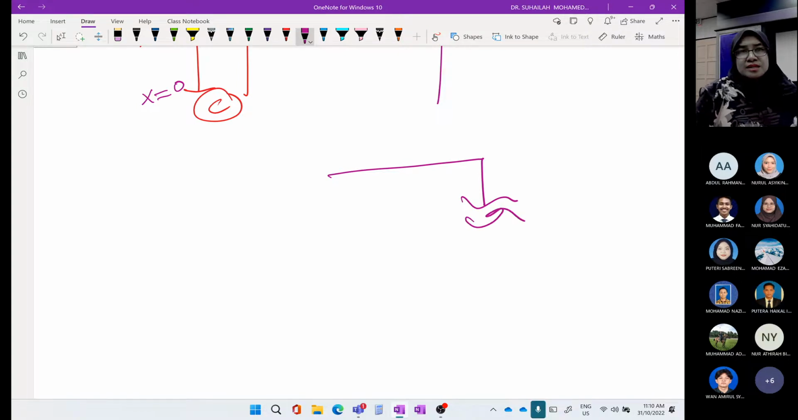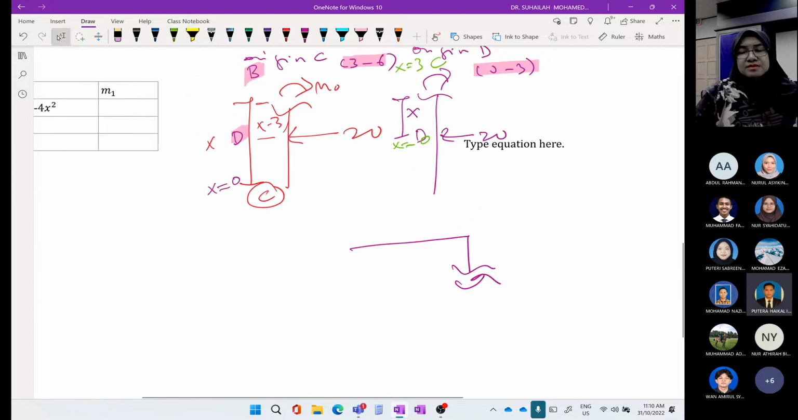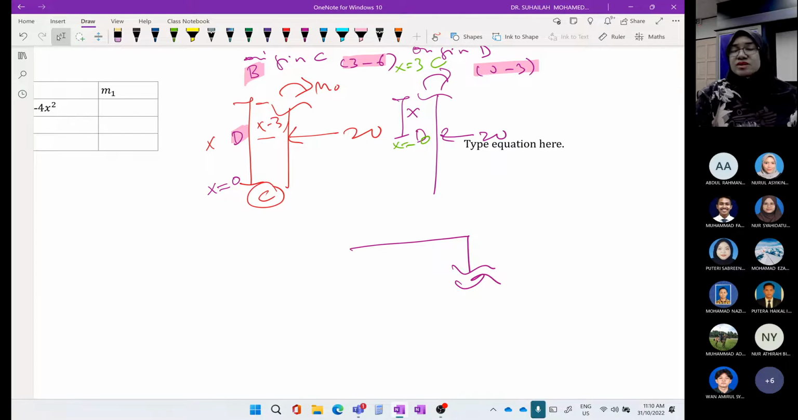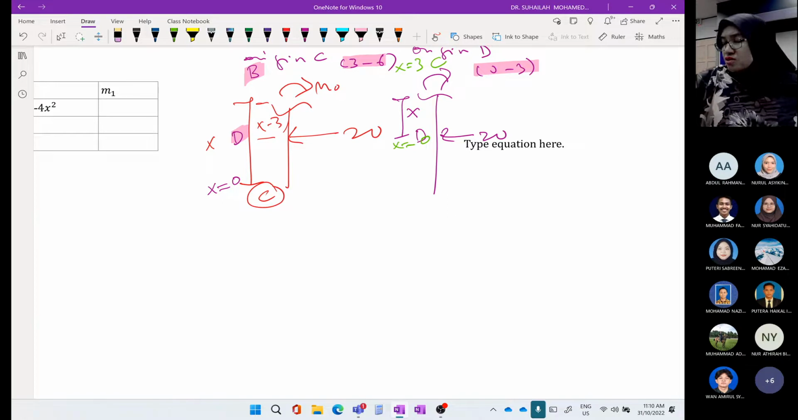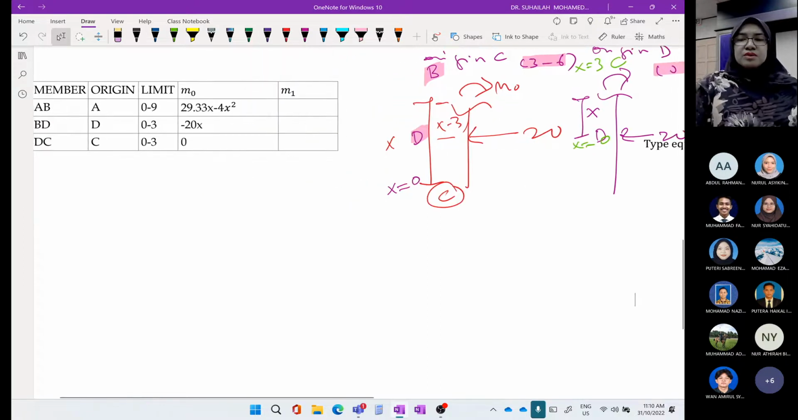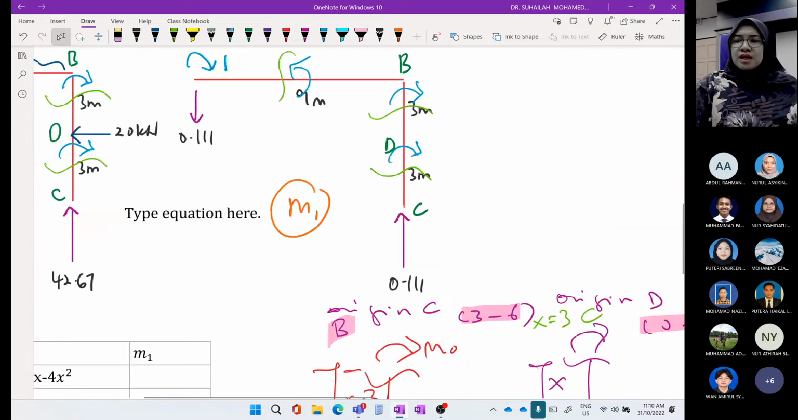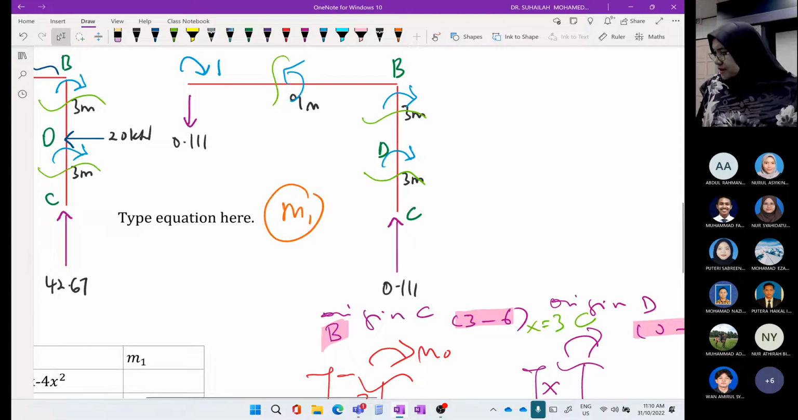So which one is the easiest? Yang tadilah yang D lagi. So that's why kita ambil yang D as origin. Okay? Okay, dah. So clear, always choose the easiest or the shortest. Okay, so now move to redundant diagram.